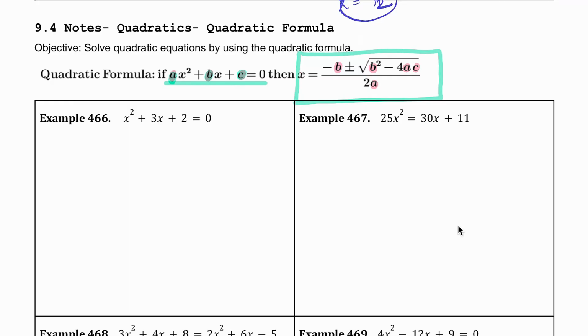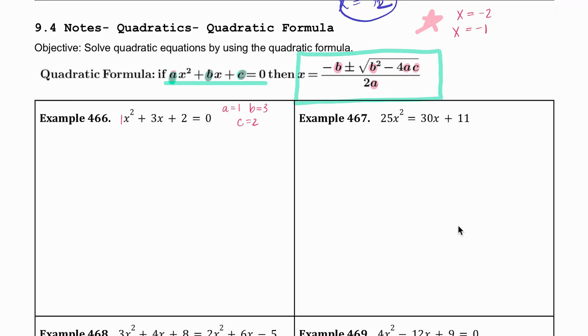Okay, so example 466 is actually the same quadratic I chose up here. So we said, let me see if I remember, we said our solutions were going to be x equals -2 and x equals -1, I think. So let's see if that holds true. Okay, so if we're identifying my a, b, and c, that's what we're going to do first. I know my a is 1, my b is 3, and my c is 2.